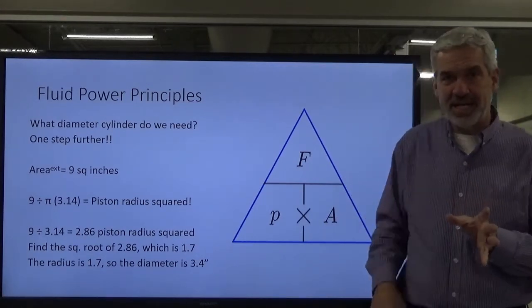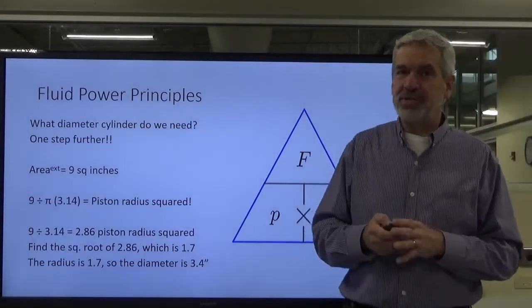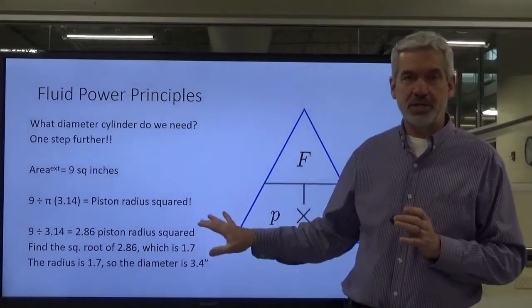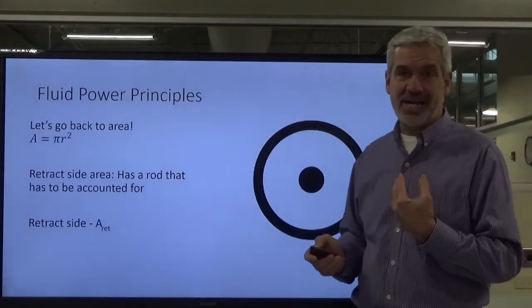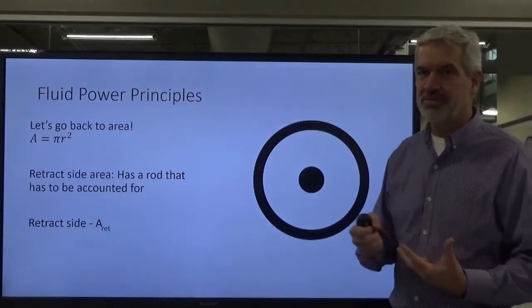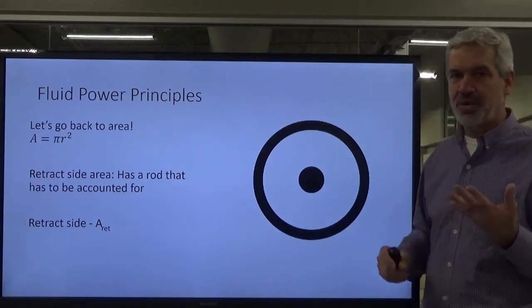So, a lot to take in, okay? But we got to keep moving. So if you need to stop the video right here, go ahead and do so. But we're going to keep rolling because now we got to look at the retract side, okay? Now, again, we know the area. We've got that down, pi r squared, okay?